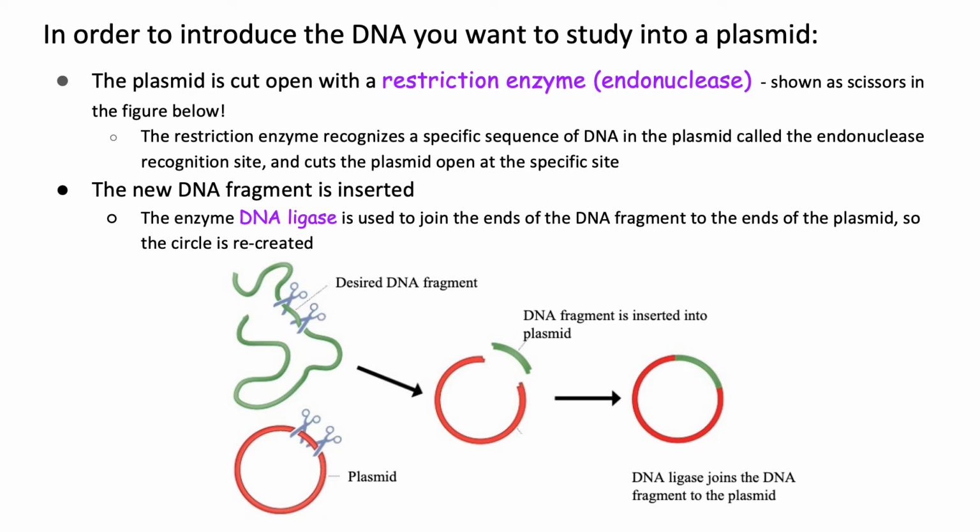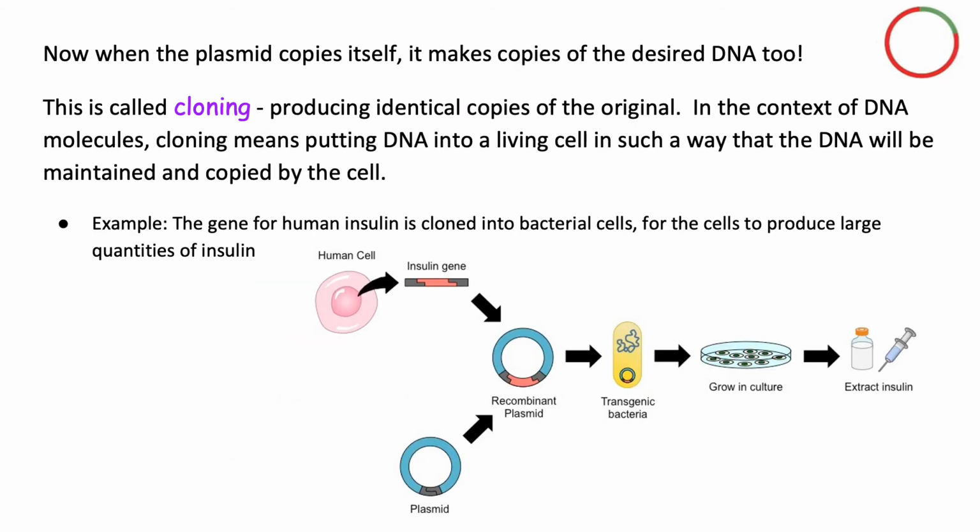Another enzyme called DNA ligase is used to join the ends of the DNA fragment, which is represented in green there, to the ends of the plasmid, so that the circle of the plasmid is recreated. Now you have a plasmid with a piece of DNA that you wanted to study. So now when the plasmid copies itself, it makes copies of that desired DNA too. This is called cloning, producing identical copies of the original.